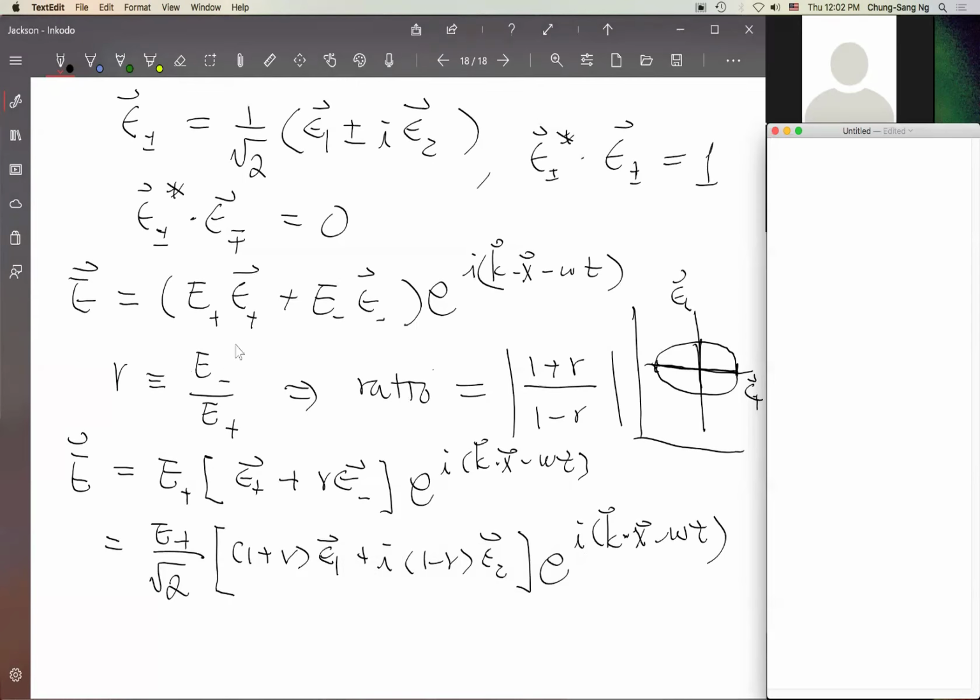But generally, you can take the ratio of the epsilon minus amplitude to the epsilon plus amplitude and define it as R. So R in general is complex, but in the special case that R is real, the electric field will rotate as an ellipse in the space of 1 and 2. I guess this is 1, this is 2.